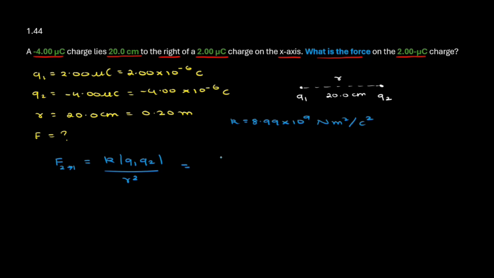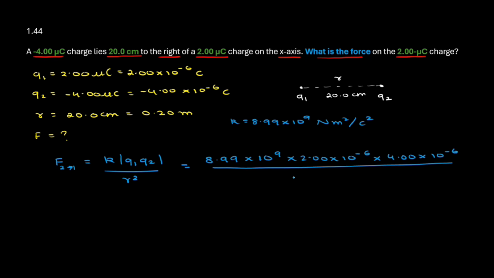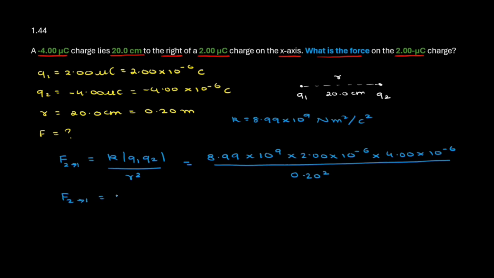I will write the expression as K equals 8.99 times 10 to the power 9, Q1 is 2 microcoulomb, Q2 is 4 microcoulomb. We are not going to take the sign here since we are calculating the magnitude of the force, divided by the distance squared, so 0.20 squared. And when you solve this, you get the force as 1.798 Newton, which you can round off to 1.8 Newton.